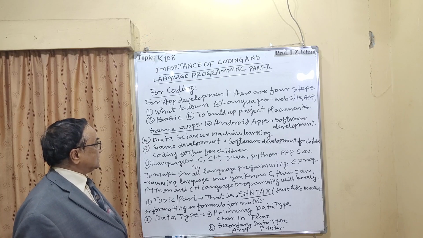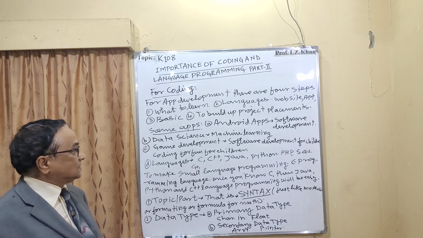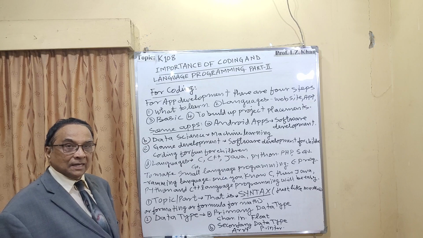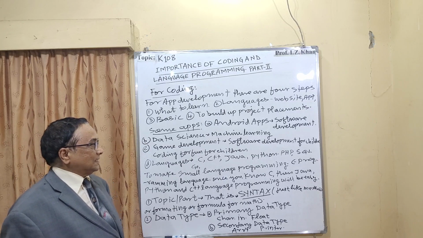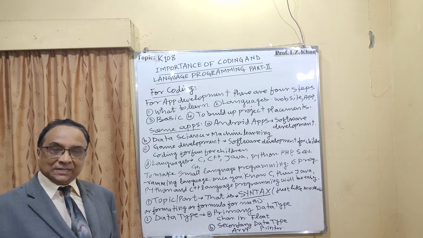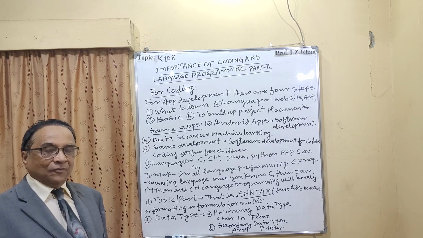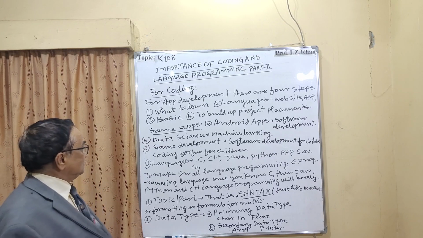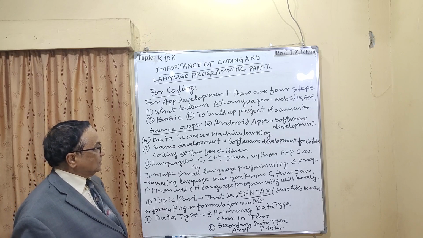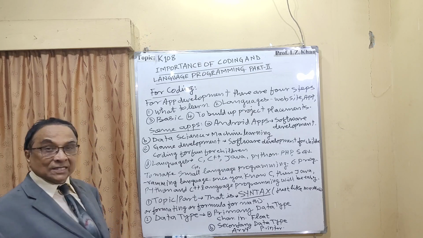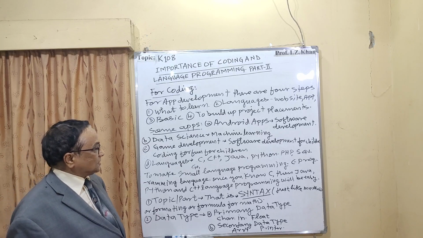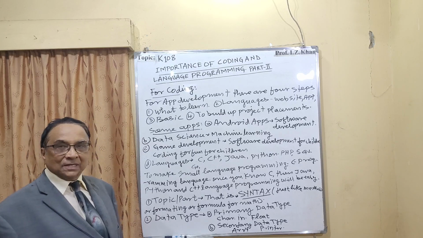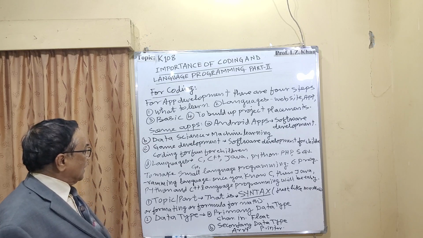Then another area is data science. It is for machine learning apps. Then game development, which is software development for children, different types of games, fun, entertainment for children, coding for fun for children. Then languages, what type of languages you are going to use? C, C++, Java, Python, PHP, SQL, Go.